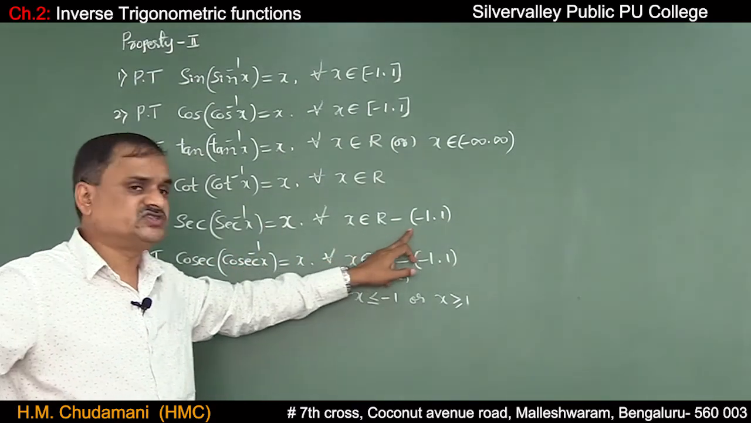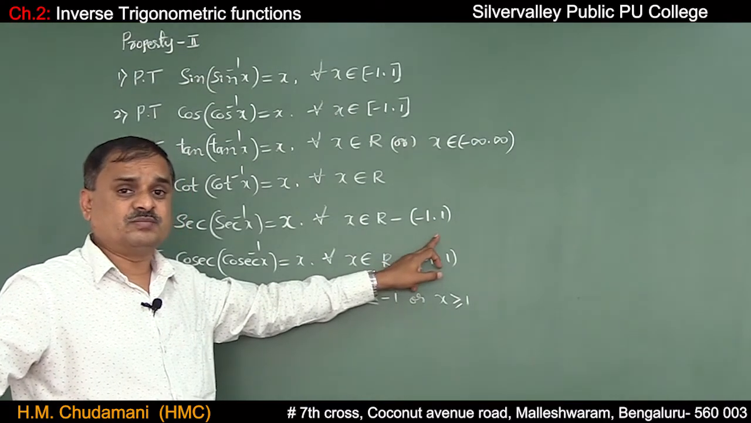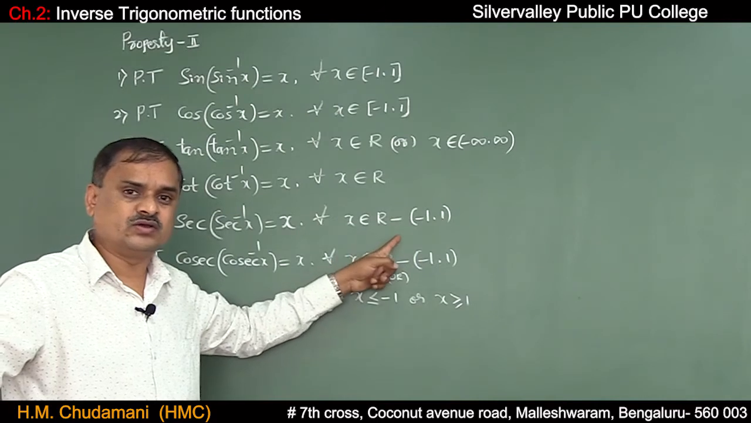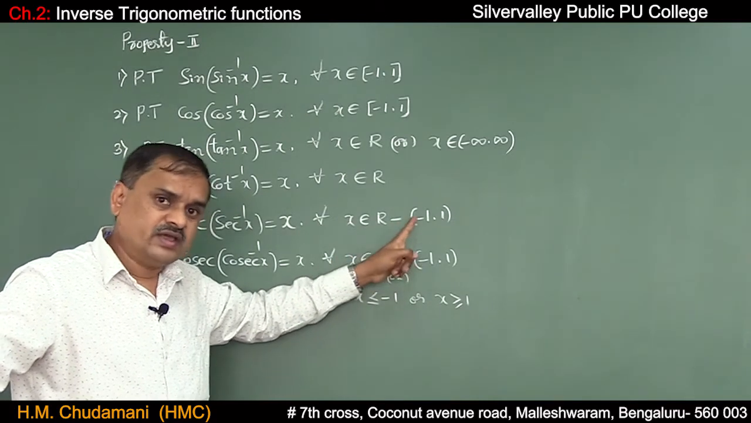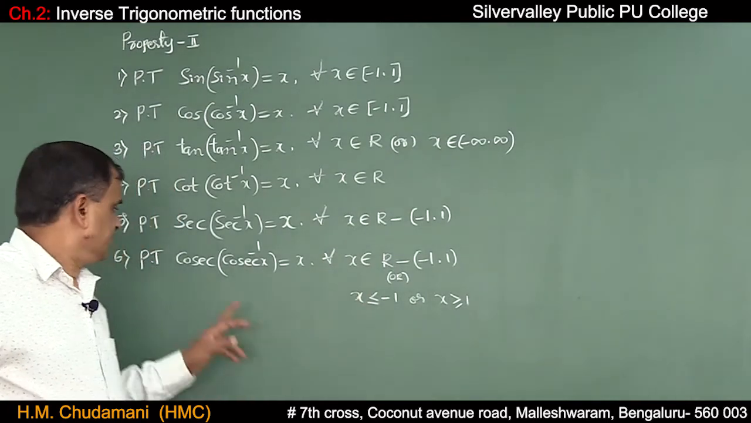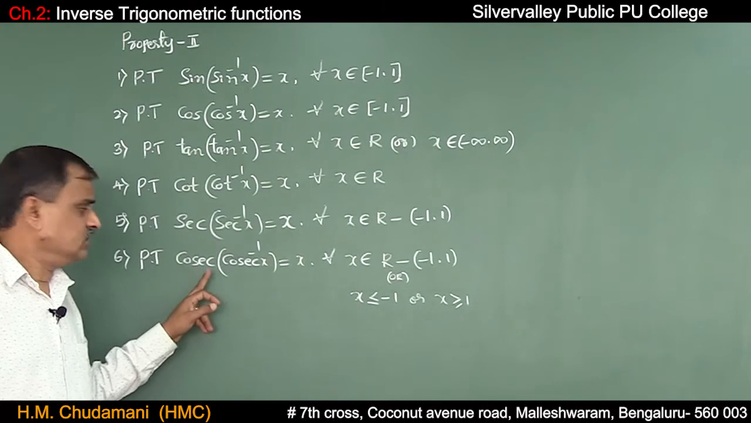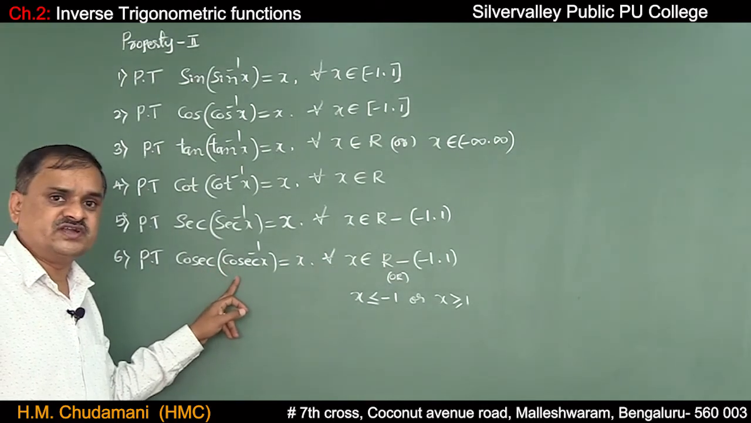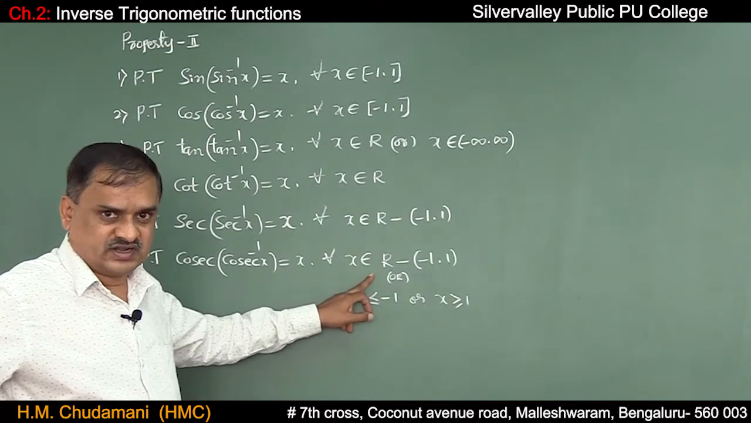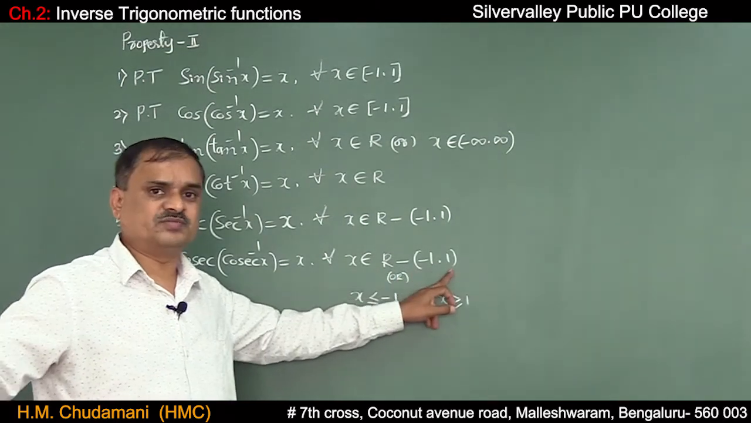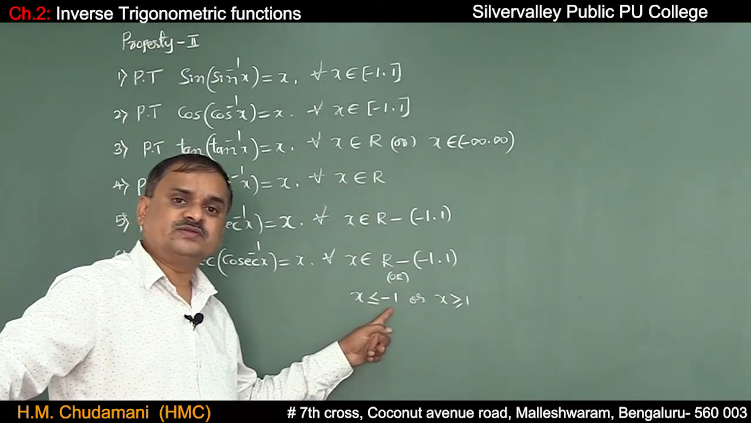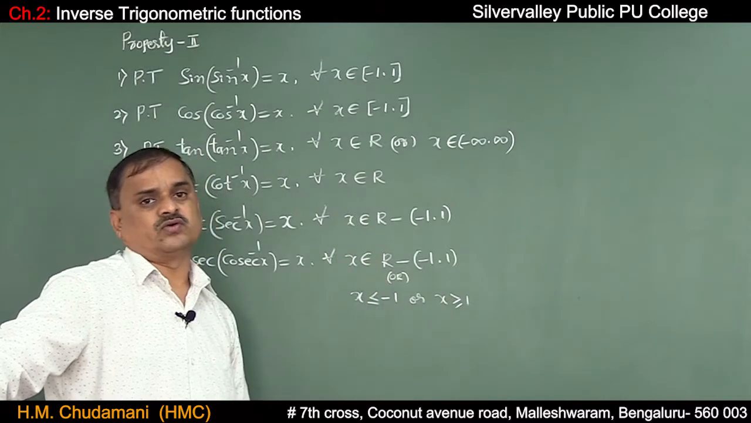real numbers except minus 1 comma plus 1. Or else we can write this as x less or equal to minus 1 or x greater or equal to 1, like this. Both are one and the same. And the sixth one, prove that cosecant of cosecant inverse x is equal to x for all x belongs to the real numbers except minus 1 comma plus 1, or else x less or equal to minus 1 or x greater or equal to 1.